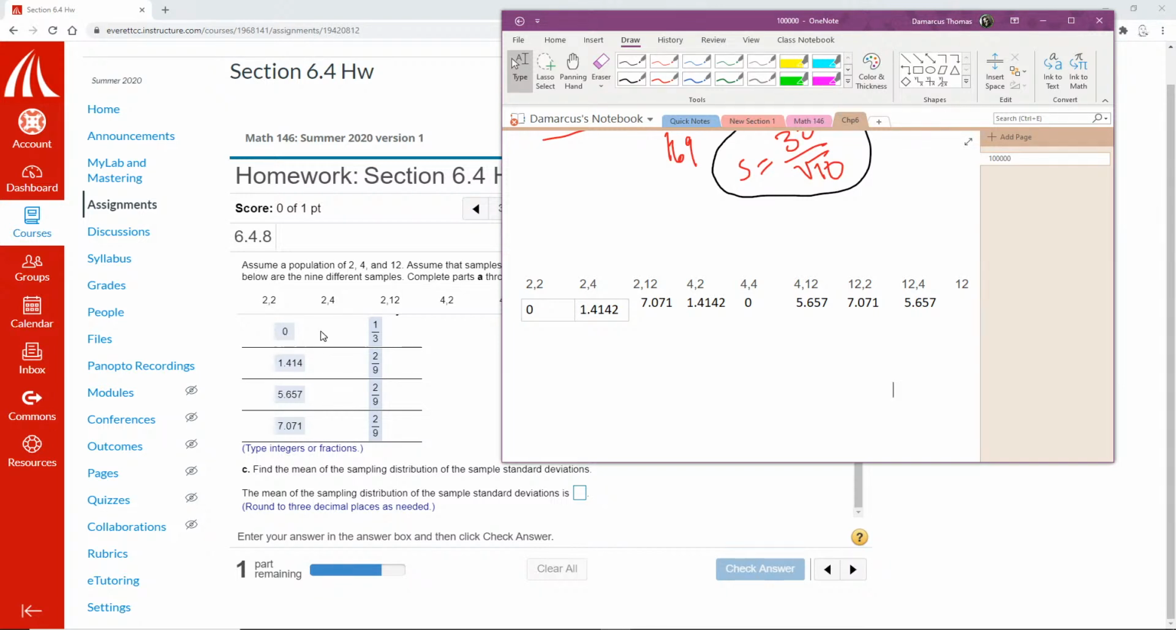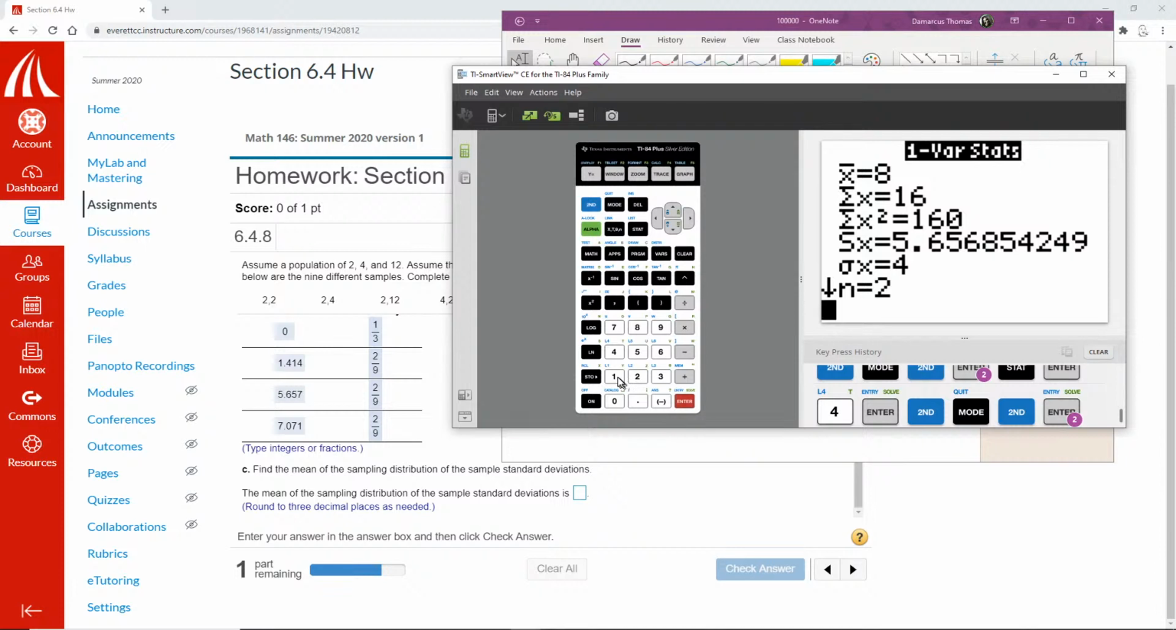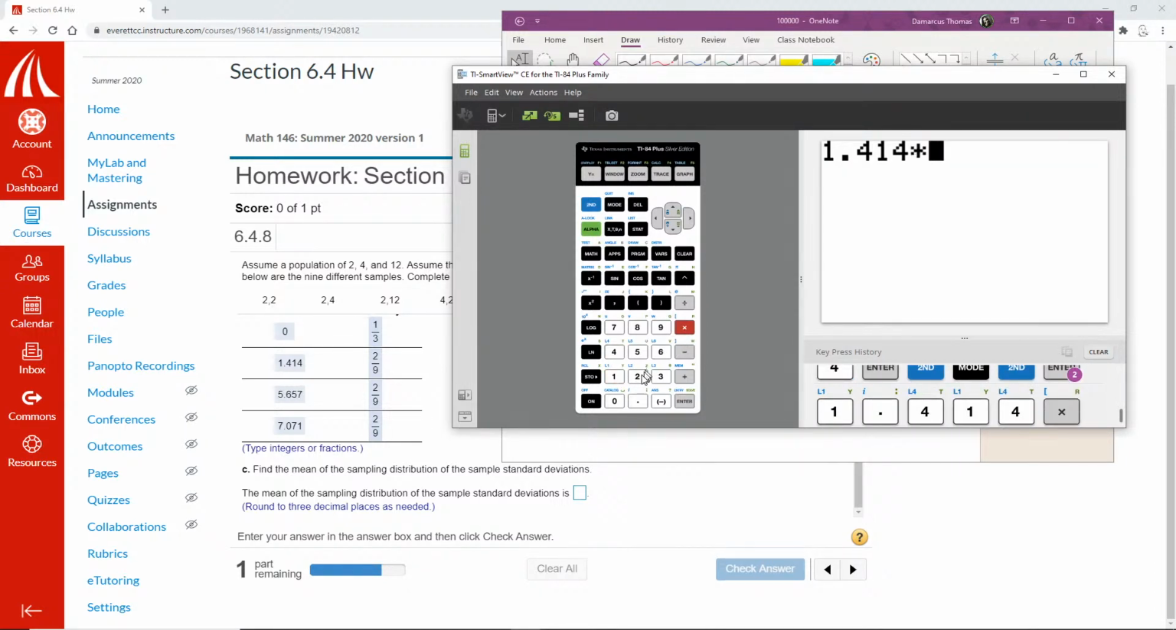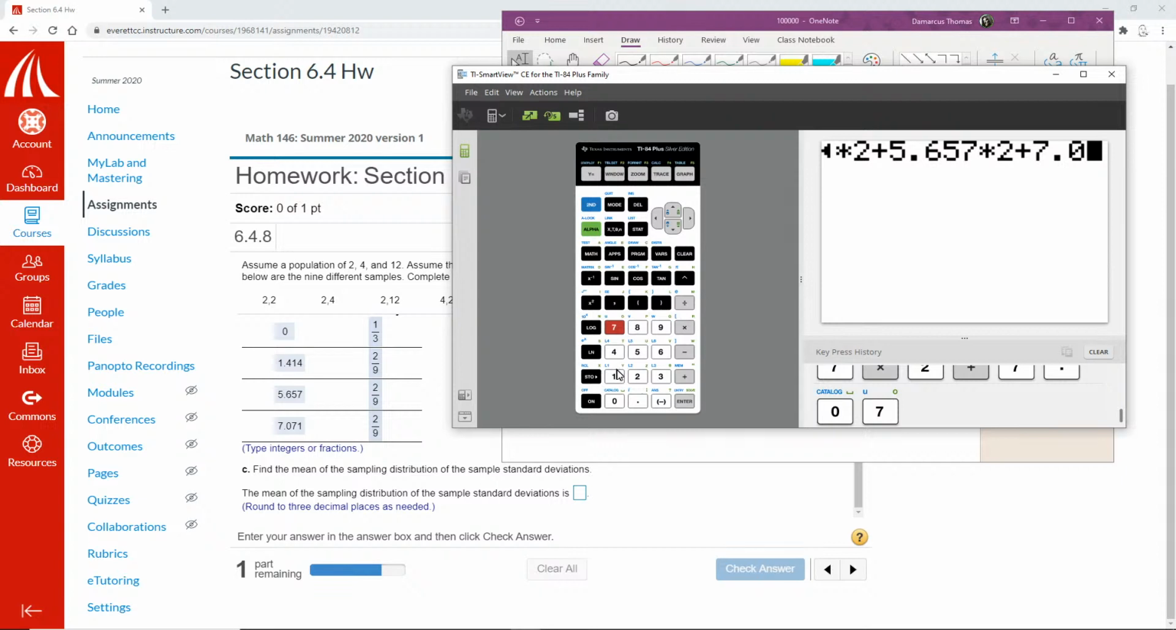So there's basically 3 zeros. When you add those, that's just 3. And then I'm going to do this one times 2: 1.414 times 2 plus 5.657 times 2 plus 7.071 times 2. There's 2 of them. We're adding them all up. And now we're going to divide by 9, because there's 9 numbers all together: 3 zeros, 2 of these, 2 of these, and 2 of those. We added them all up as fast as we could. Now we're going to divide by 9. This is how you calculate the mean.